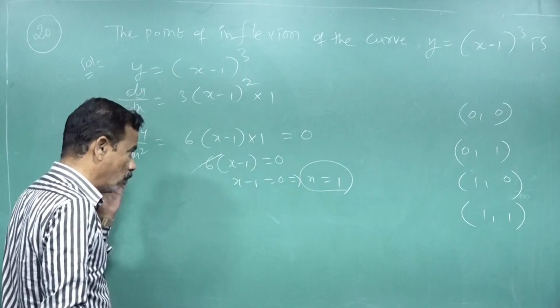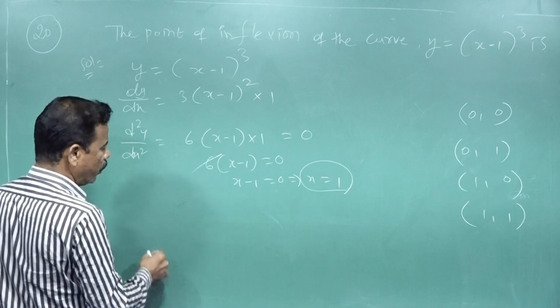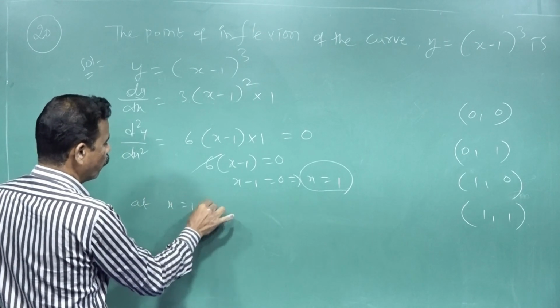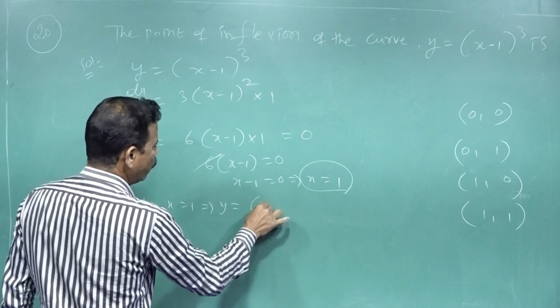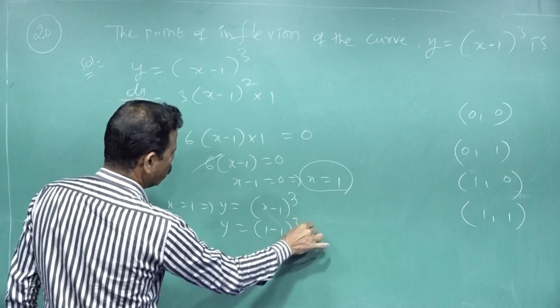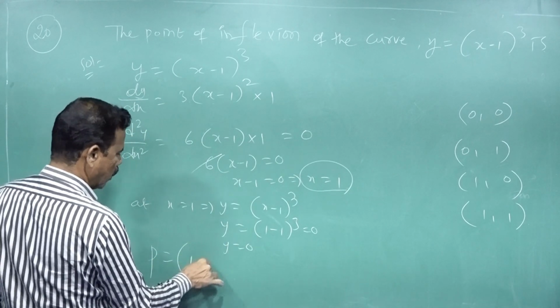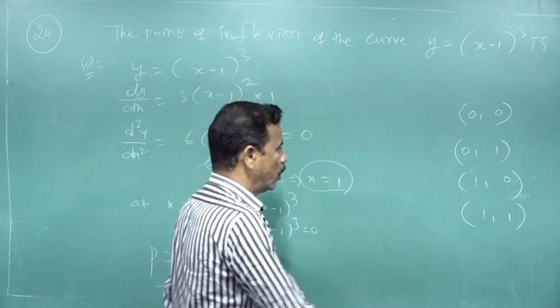So at x is equal to 1, the point of inflection is there. We get the x is equal to 1 value. At the x is equal to 1 value, what is the y value? Y is equal to x minus 1 whole cube. So y is 1 minus 1 whole cube. This is 0. Y is equal to 0. Then the point of inflection is 1, 0. So the third option is the right answer.